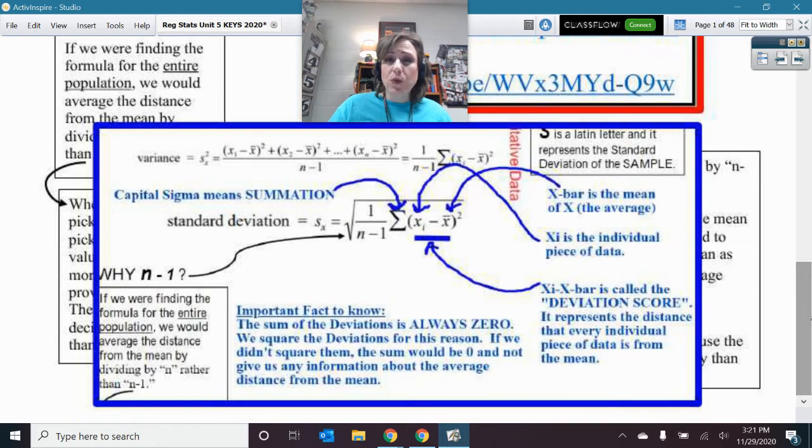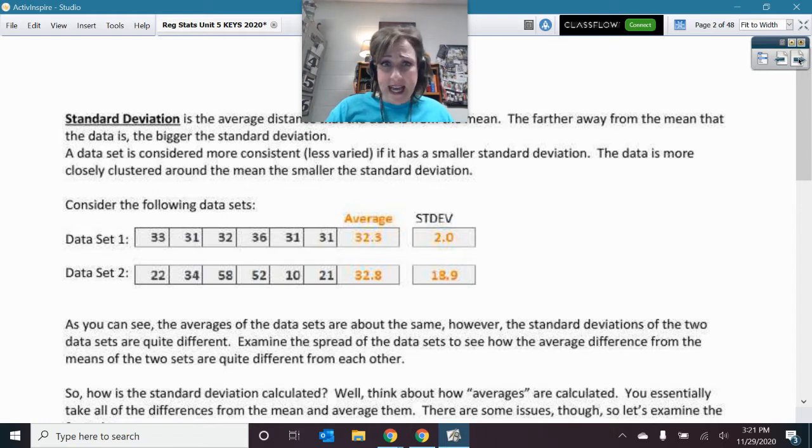All right. And so we may come back to this, but this is a very, very scary looking formula. And we'll break it down and learn what all these symbols are. And we'll learn how to calculate that standard deviation, figure out on average how far the data is from the mean. But before we do that, let's just get that basic idea. Standard deviation is that average distance from the mean. The farther away the data is from the mean, the bigger the standard deviation. If it's more closely clustered around the mean, then you have a smaller standard deviation.